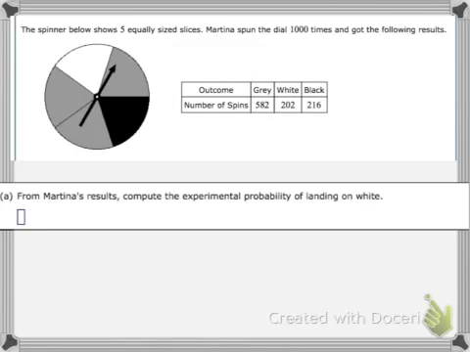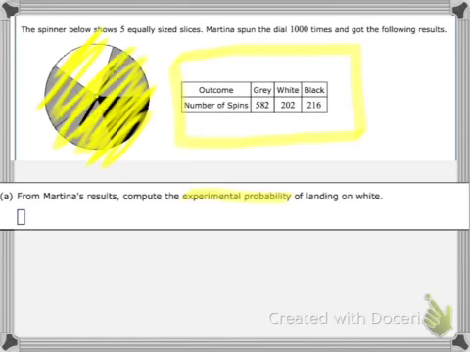Well, the first thing you need to know, it asks for experimental probability. Every time it asks for experimental probability, you will use the chart. Why? Because it's an experiment, and every time you do an experiment, you always put your data on a chart. So that's why we're going to use the chart, not the circle. Ignore the circle. It's not there. Okay, it asks to land on white.